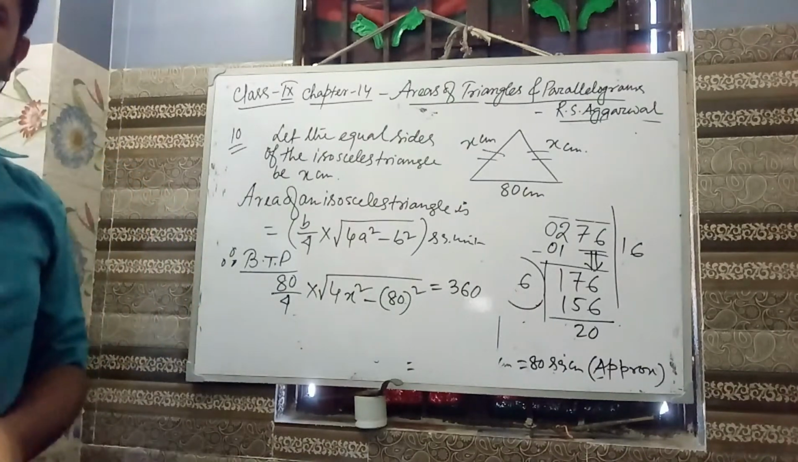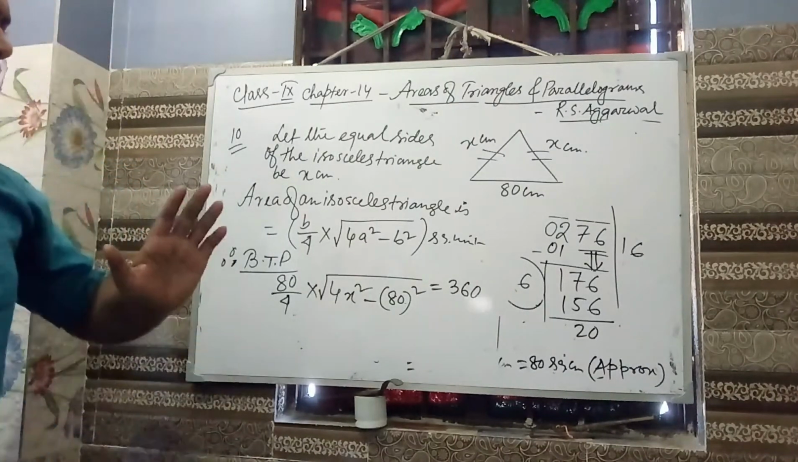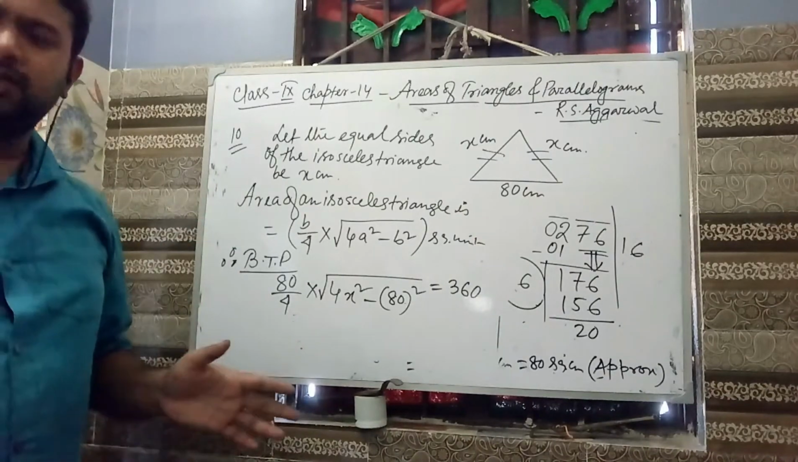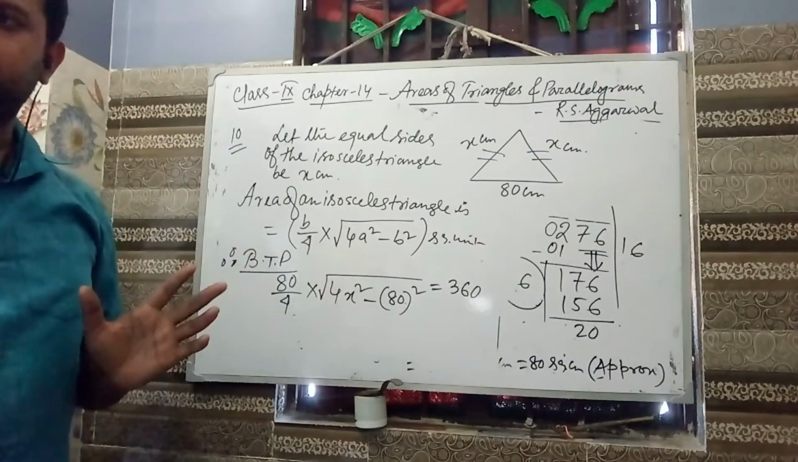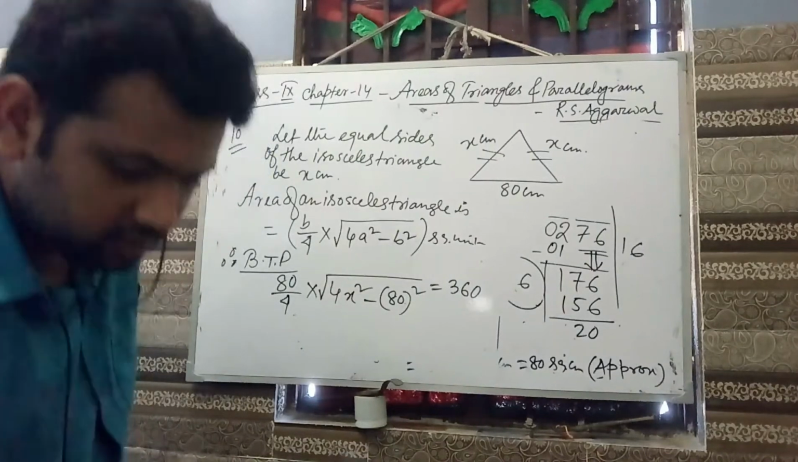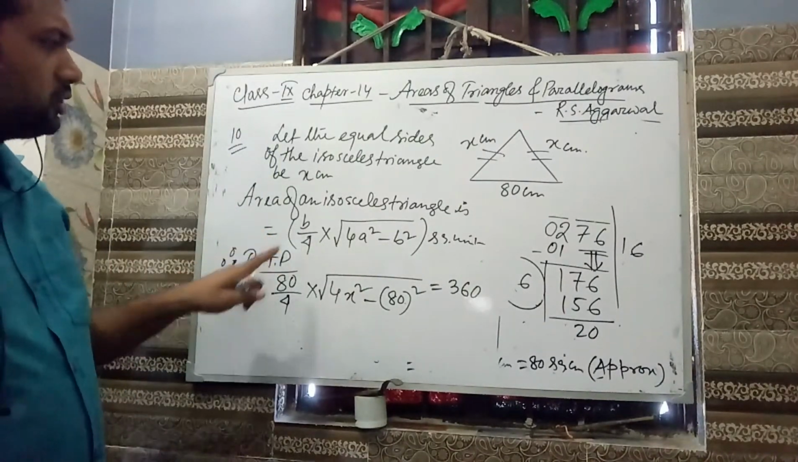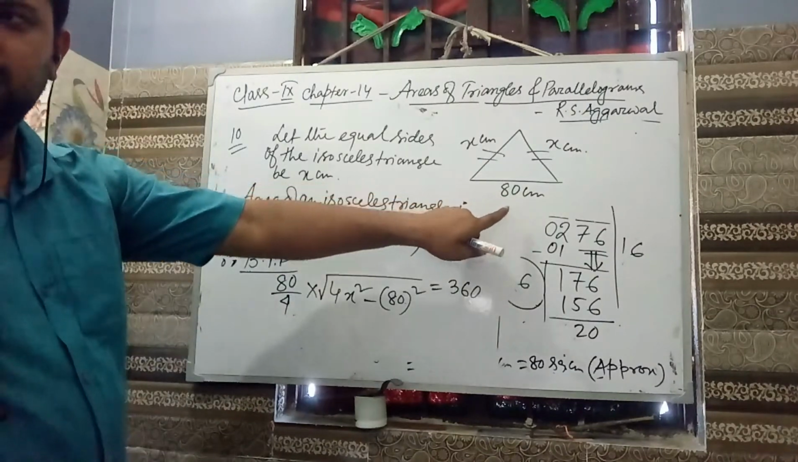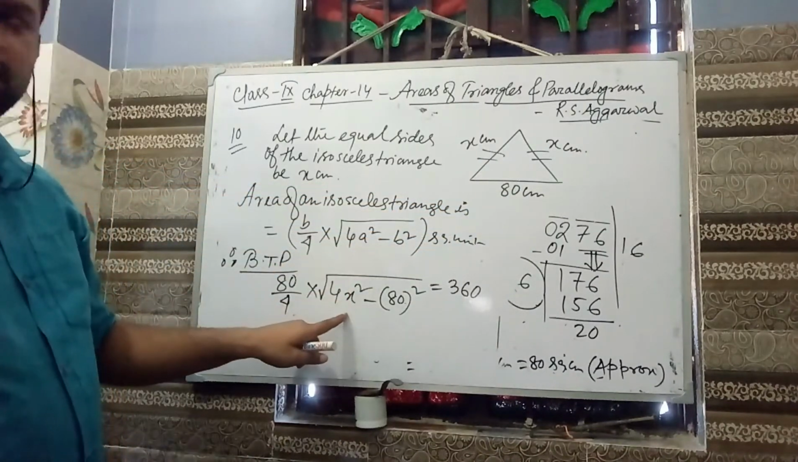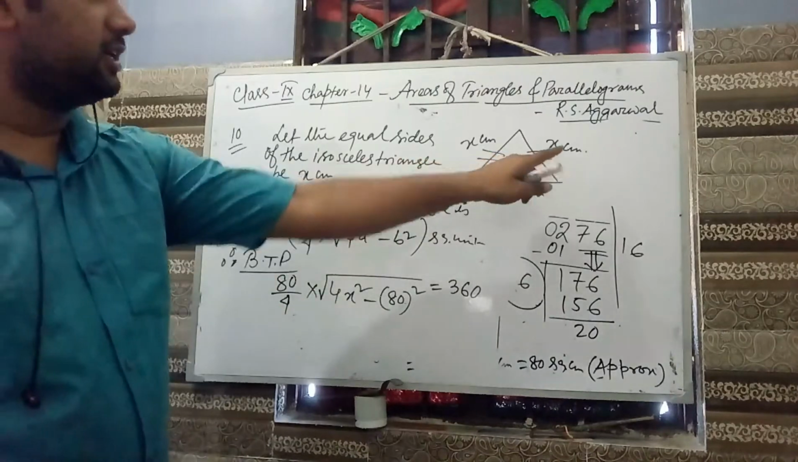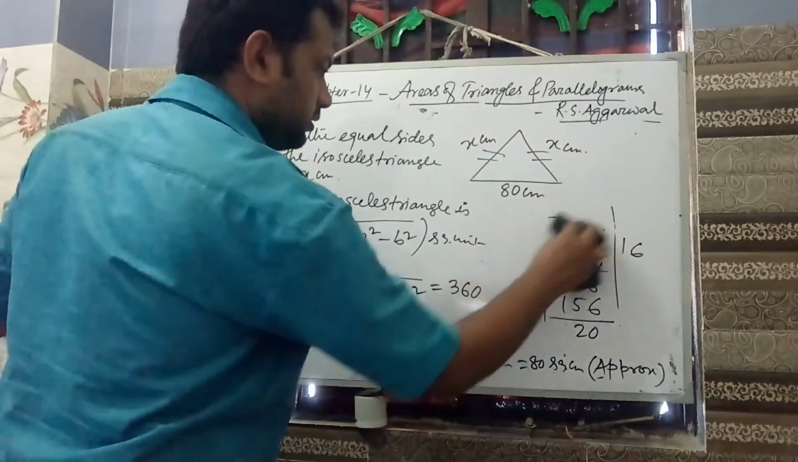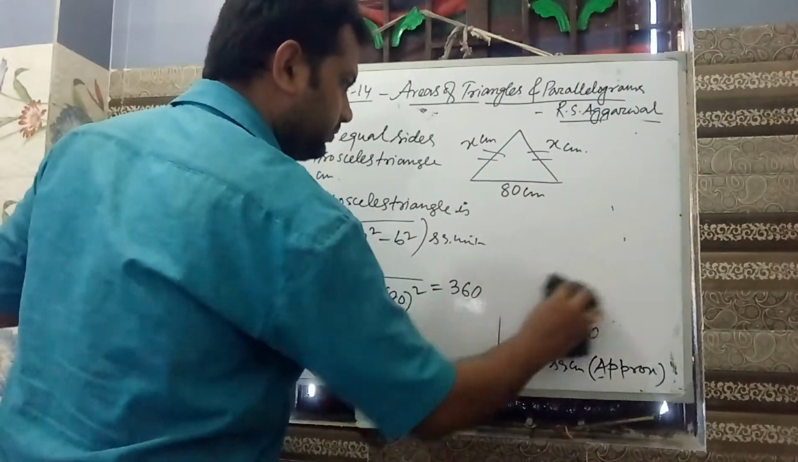Those who do not have any doubt, don't reply. But if someone finds difficulty, then he or she only reply. Any doubt? We have just replaced b with 80 because we have taken 80 as the base, and a with x because the equal sides are x. So what will be the calculation?